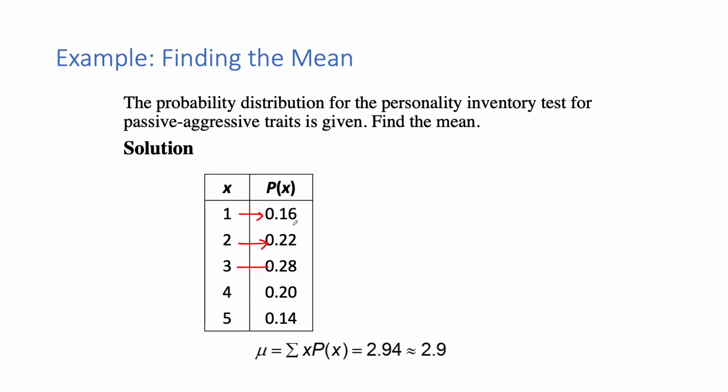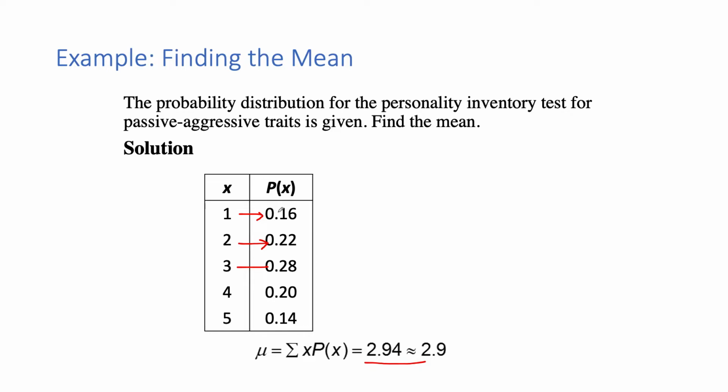So x times p of x: 0.16, plus 2 times 0.22, which is 0.44, plus 3 times 0.28, which is 0.72, plus 4 times 0.20, which is 0.8, and 5 times 0.14, which is, I want to say, 0.7 as well, right? So if I add up those 5 products, that tells me the mean of the discrete probability distribution. I get 2.94, right?